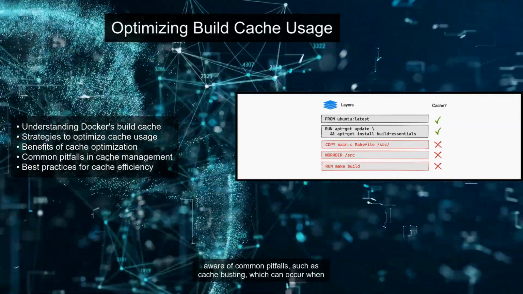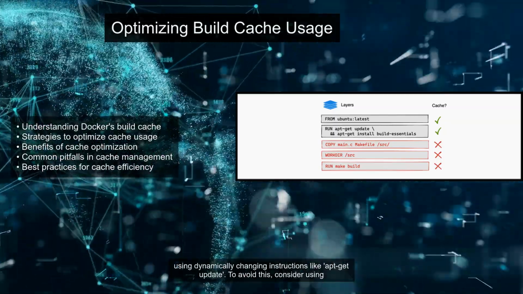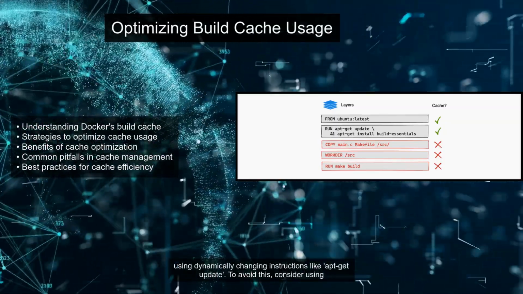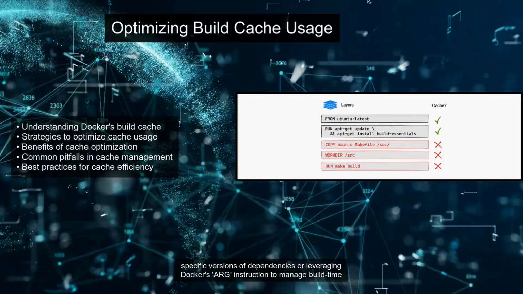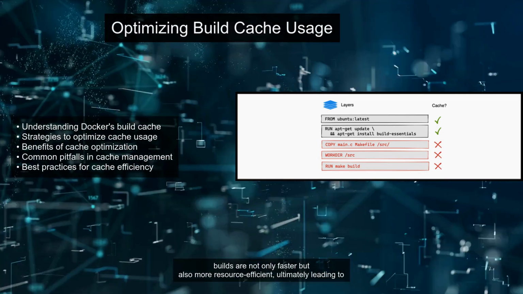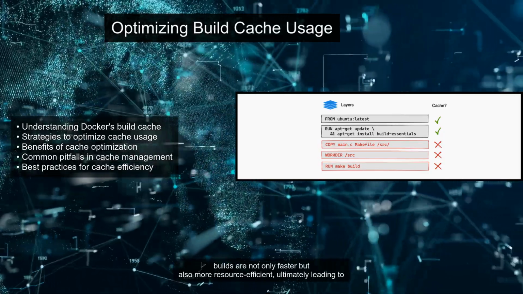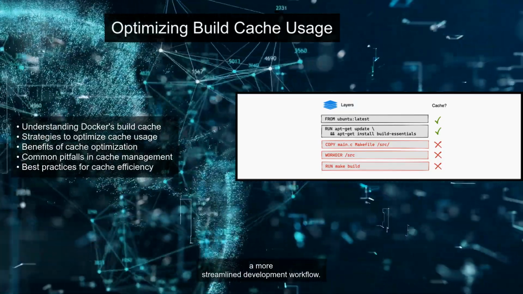It's also crucial to be aware of common pitfalls, such as cache busting, which can occur when using dynamically changing instructions like apt-get update. To avoid this, consider using specific versions of dependencies or leveraging Docker's ARG instruction to manage build time variables. By following these best practices, you can ensure that your Docker builds are not only faster but also more resource efficient, ultimately leading to a more streamlined development workflow.